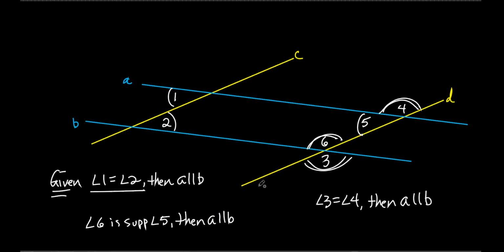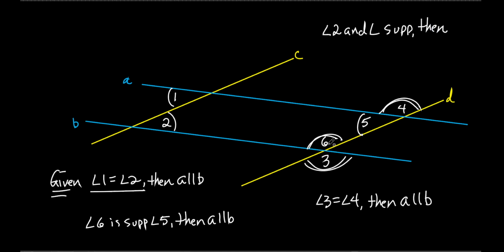Again, because this is the transversal. That's the key. Look to see which one is the transversal. So that must mean the other 2 lines are going to be the parallel lines, right? But what if they told you this? What if they said that angle 2 and angle 6 are supplementary? Then what can we conclude?